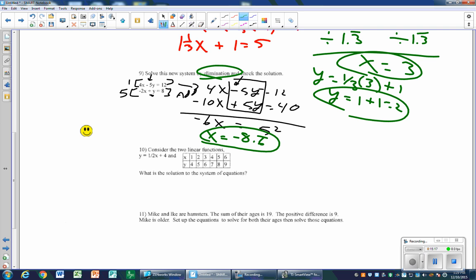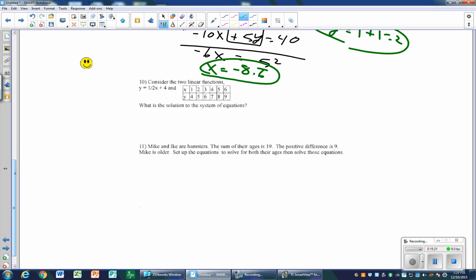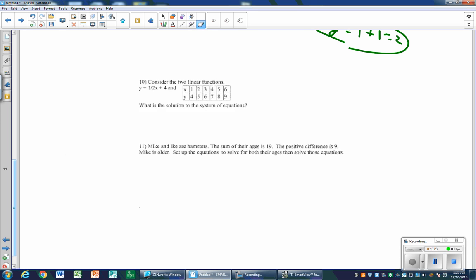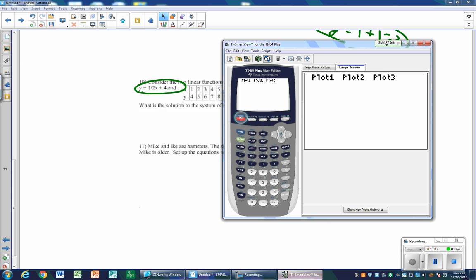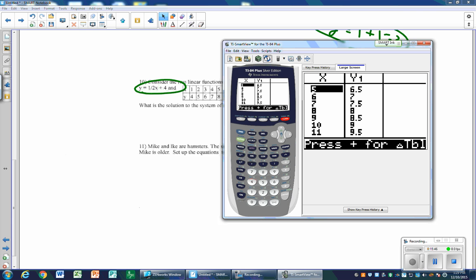Okay, we've already done substitution before. I want to get to this question. Consider two linear functions. Here's one line, there's the other line. What's the solution to the system? Use your tools. Type in the equation 1/2 x plus 4 and look at the table.